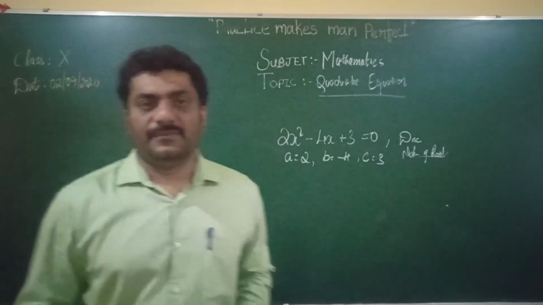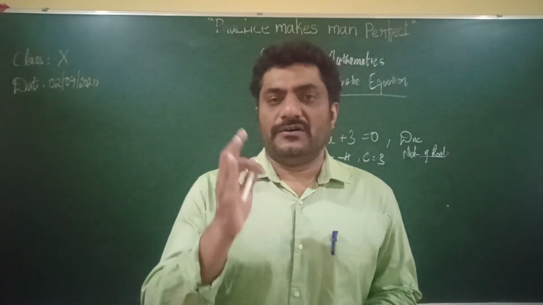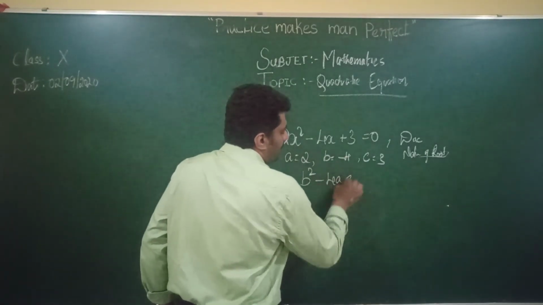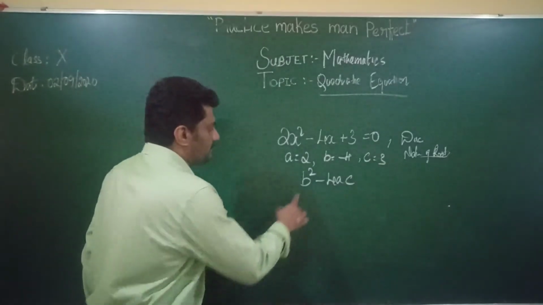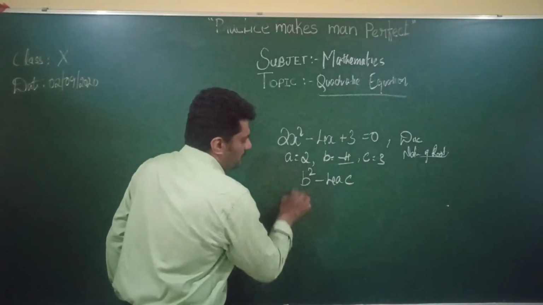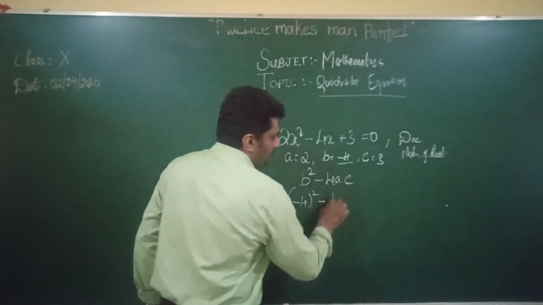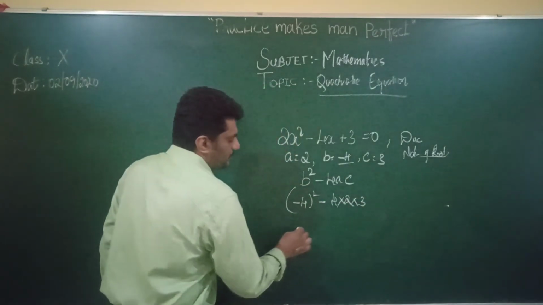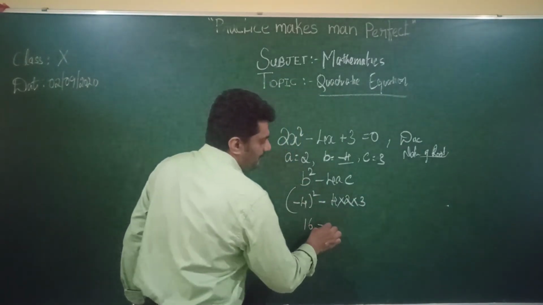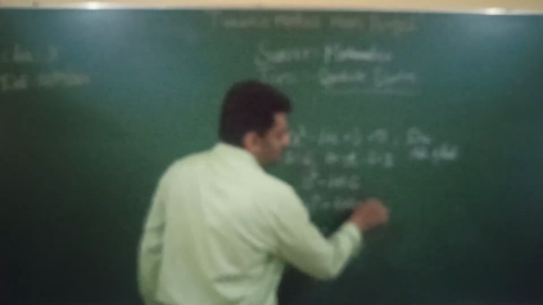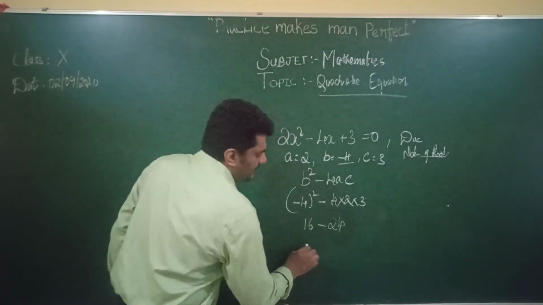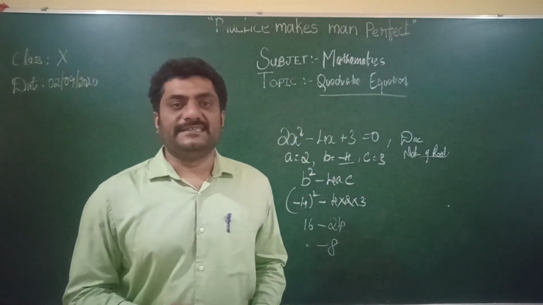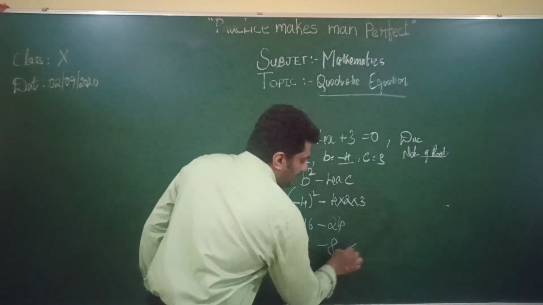See, whenever they are talking about discriminant or nature of roots, we are using only b square minus 4ac. Get the value of this. What is b square? Minus 4 whole square, minus 4 into a value is 2, c value is 3. Let's see how much we get. 4 square is 16, minus 4 2s are 8, 3s are 24. We get negative 8. Now is negative 8 greater or less than 0? Negative 8 is less than 0.